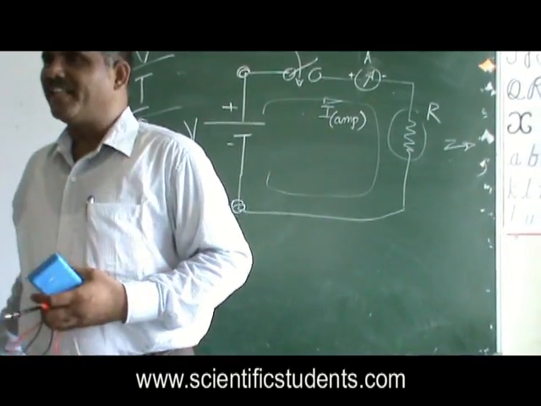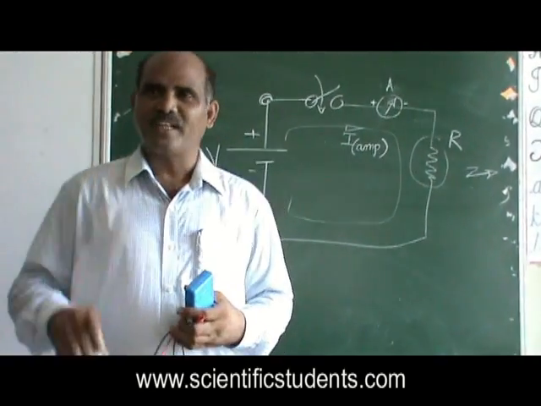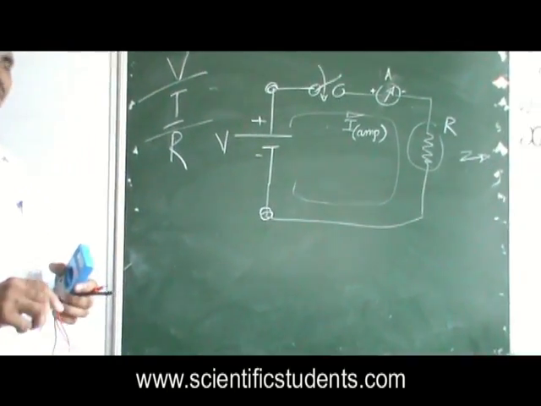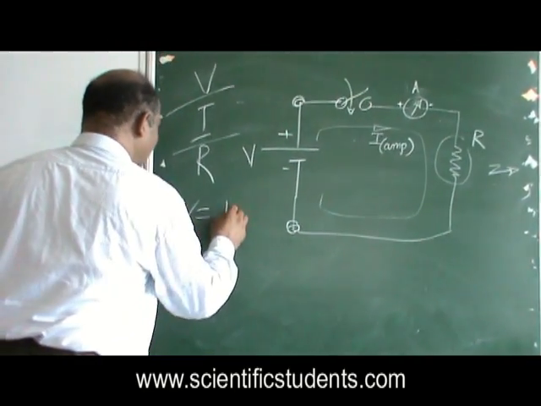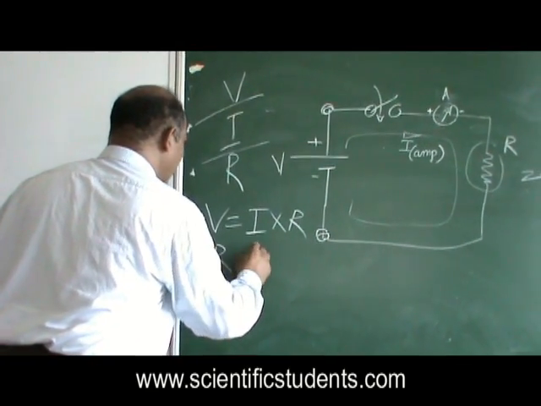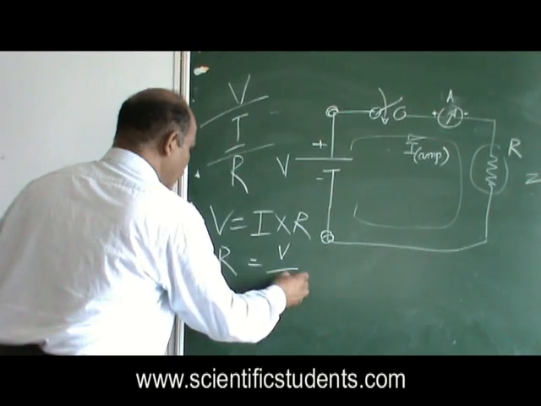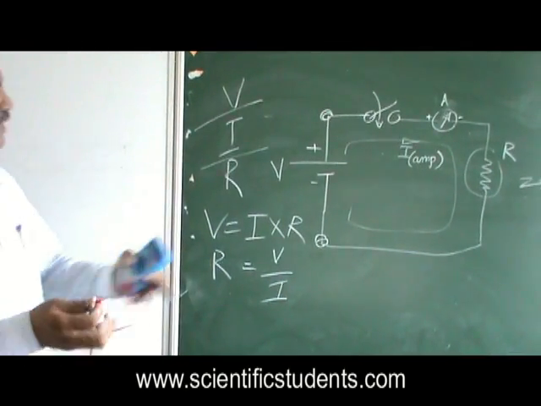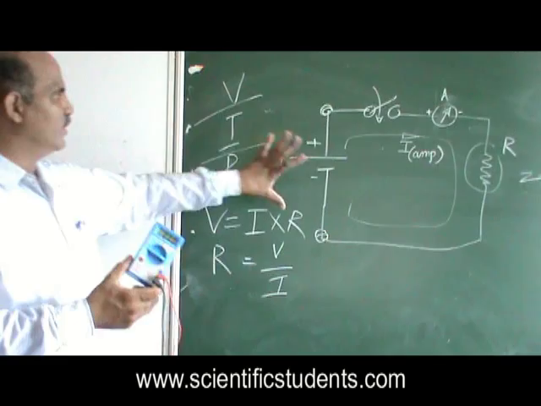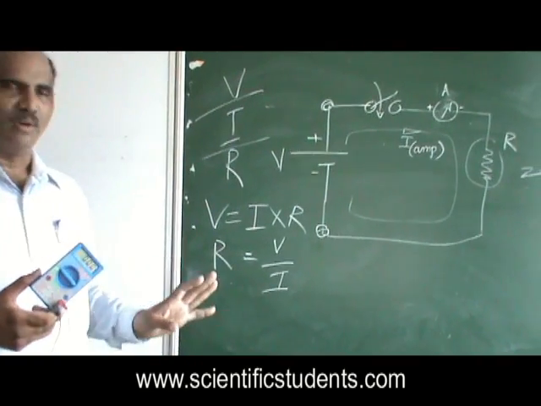Now how much is the resistance here? Based on what formula? Ohm's law. What does Ohm's law say? V is equal to IR. If I want only R, then R is equal to V by I. So I wanted to measure R in the circuit. With my DMM I found the voltage and the current, and because R is equal to V by I, ultimately 1 ohm has come.